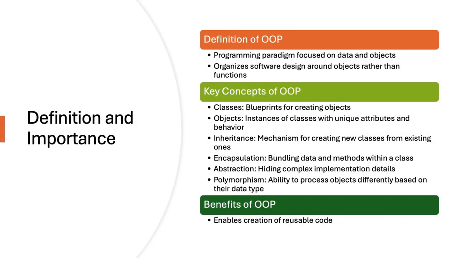Object-oriented programming, OOP, focuses on organizing software design around objects. Key concepts include classes, objects, inheritance, encapsulation, abstraction, and polymorphism. OOP promotes reusable code and helps build modular, maintainable, and scalable systems.